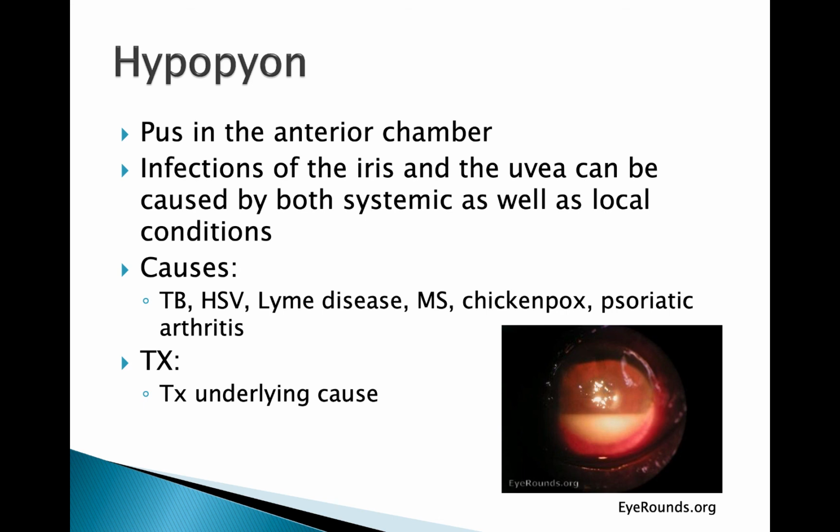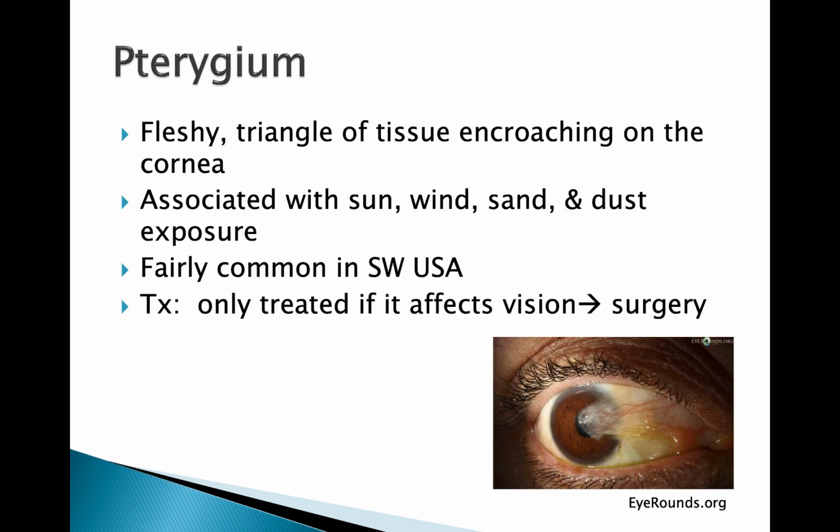And again, you have to watch for increases in intraocular pressure, and many times these have to be referred on to ophthalmology because of that. Pterygium you'll see quite frequently in your practice. They're a fleshy, triangle-shaped tissue that can encroach on the cornea, and as long as it's not encroaching on the cornea, there's nothing to do for it.